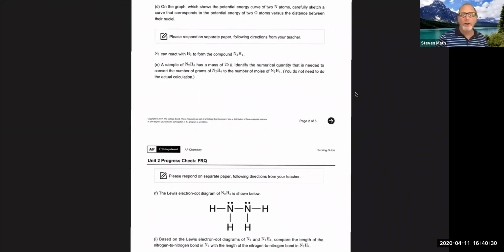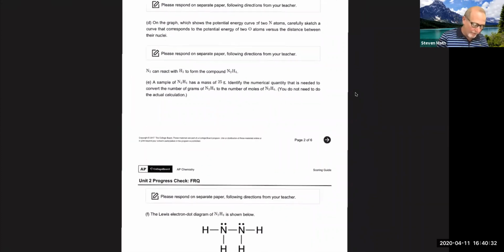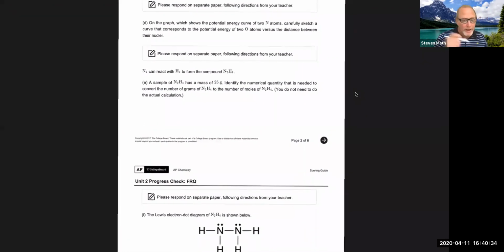E is a very simple question, and I'd hate for anyone to lose any points on this. A sample of N2H4 has a mass of 25 grams. Identify the numerical quantity that's needed to convert the number of grams to the number of moles. You do not need to do the actual calc. Well, what number are they talking about? What number do we need to get it from grams to moles?